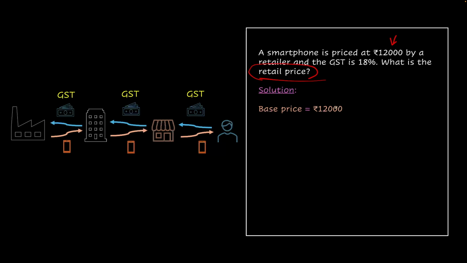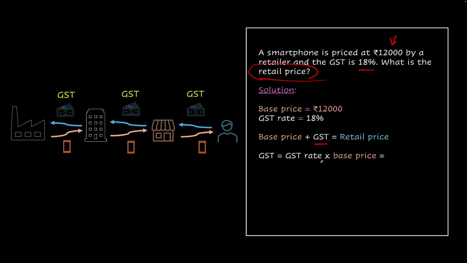So the base price is 12,000 rupees and the GST rate is 18%. And the formula is always the same, right? So it's base price plus any tax that you have will give you the final retail price. So here it's the GST. So GST is equal to GST rate times base price, just like we had other taxes. That's going to be 18% times 12,000, which is 2,160 rupees.